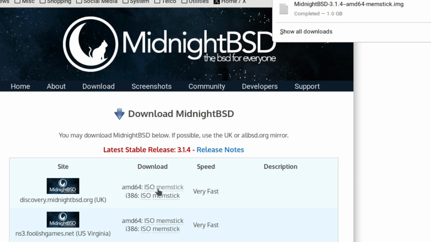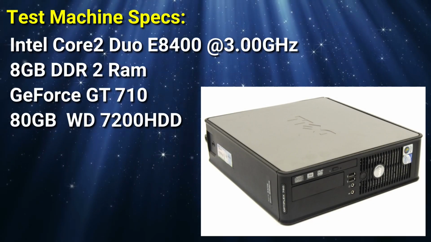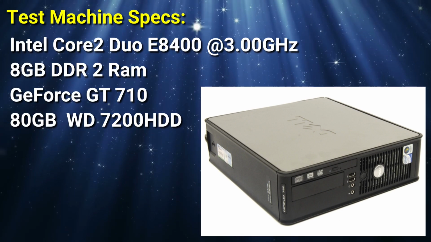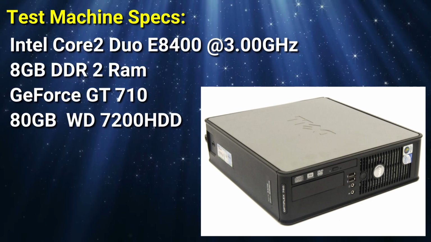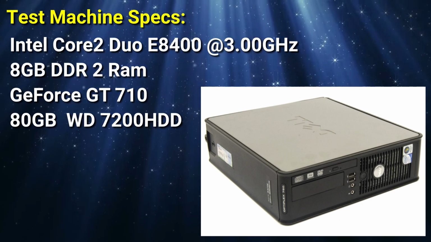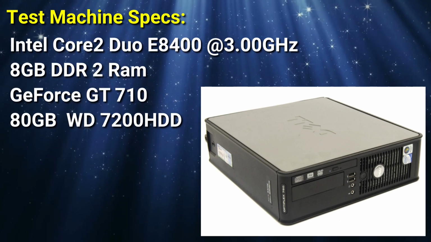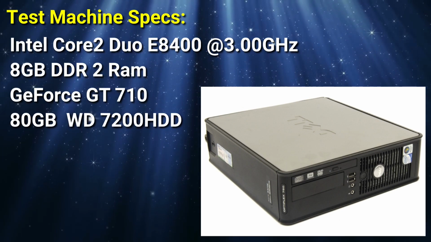You then take the image that you downloaded, and using your favorite method and tool of doing so, you write it to a memory stick. I always use DD, but you can use whichever method you want. And if you want to know the specs of the test machine, here's a quick summary. It's just an Intel Core 2 Duo, 8 GB of RAM, and a GeForce GT 710 card. Nothing fantastic, but it's something that's never let me down.